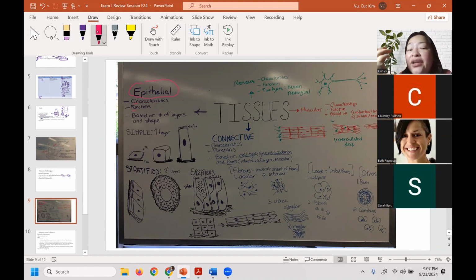Then how do you categorize epithelial tissue? We're going to do it based on the number of layers and its shape. Let's do layers first. There are two types of layers. If it's just one layer, it's always going to be simple. It gets more complicated when it has two or more layers, when it's stratified.